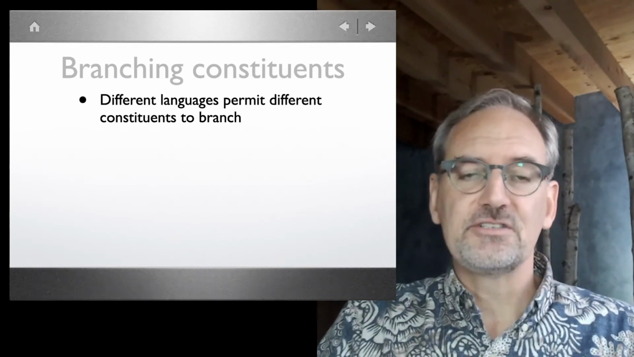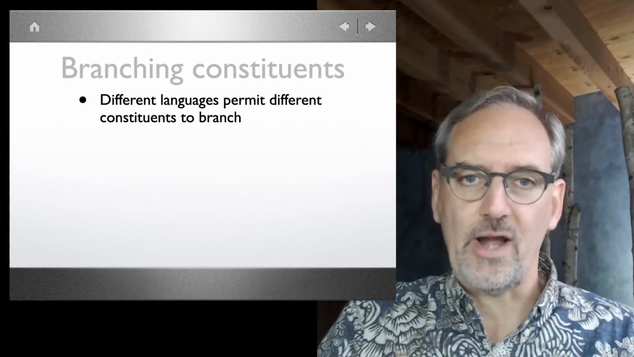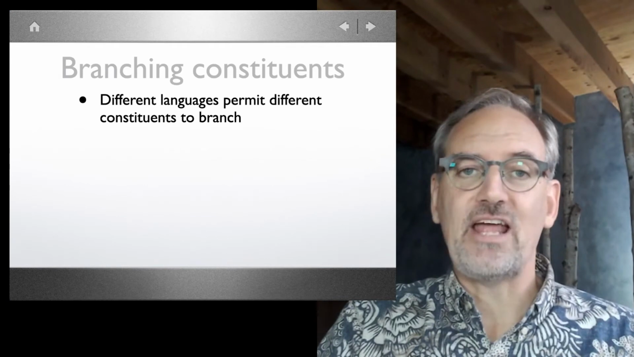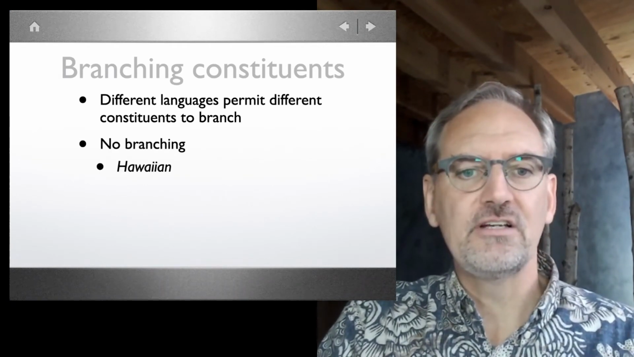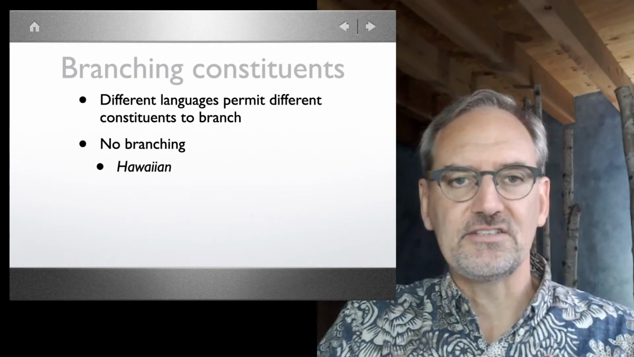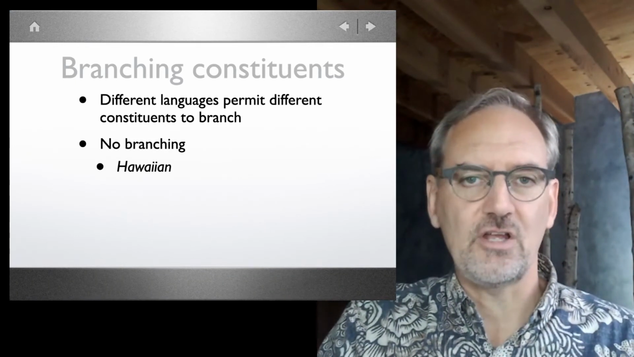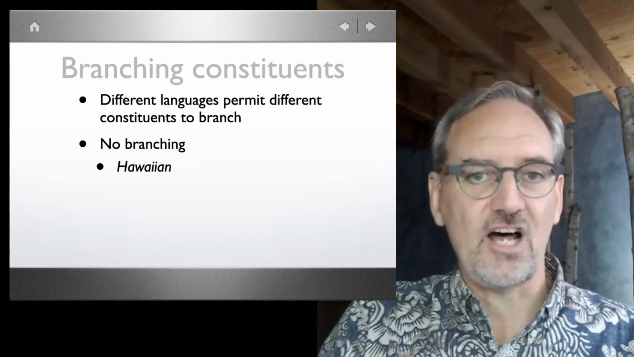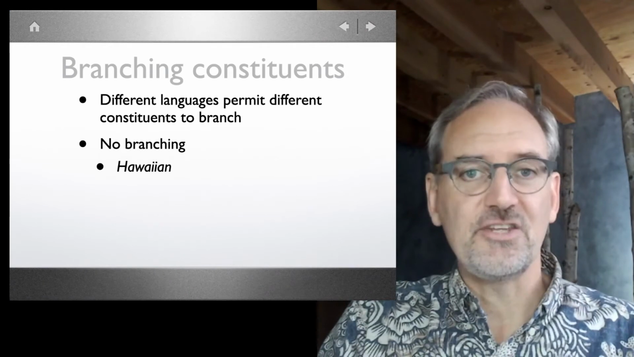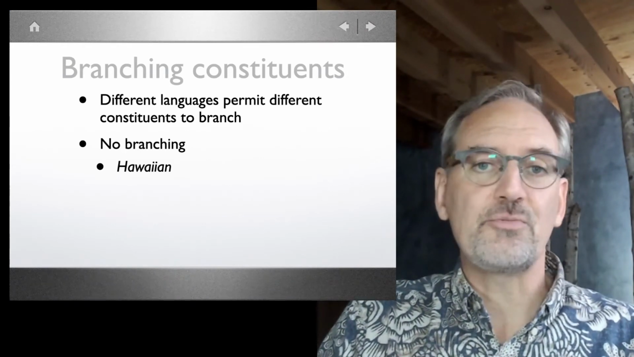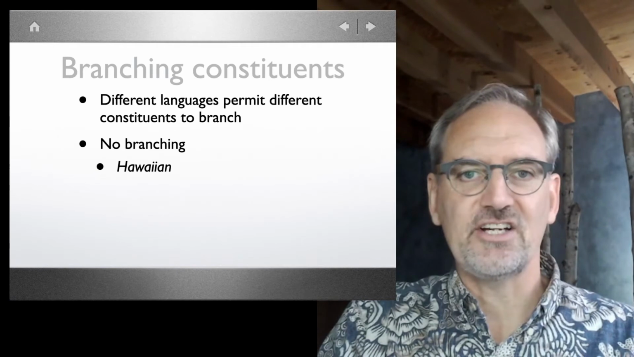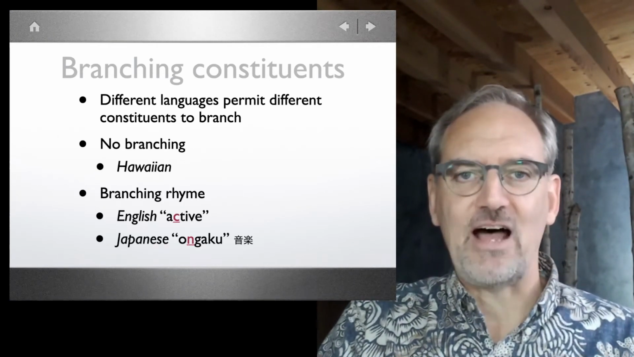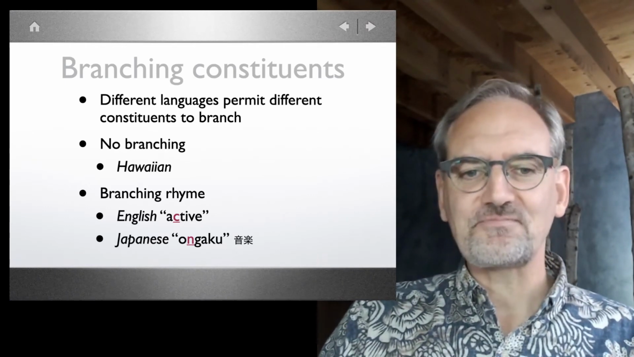Now, different languages permit different constituents to branch. A language like English allows lots of branching. Some languages allow no branching at all. So the language that is native to the Hawaiian Islands, the Hawaiian language, has no branching constituents. It has an onset and it has a rhyme, and the rhyme contains a nucleus, but the rhyme does not branch into a nucleus and a coda. As a result, all Hawaiian words are consonant vowel, consonant vowel, consonant vowel.